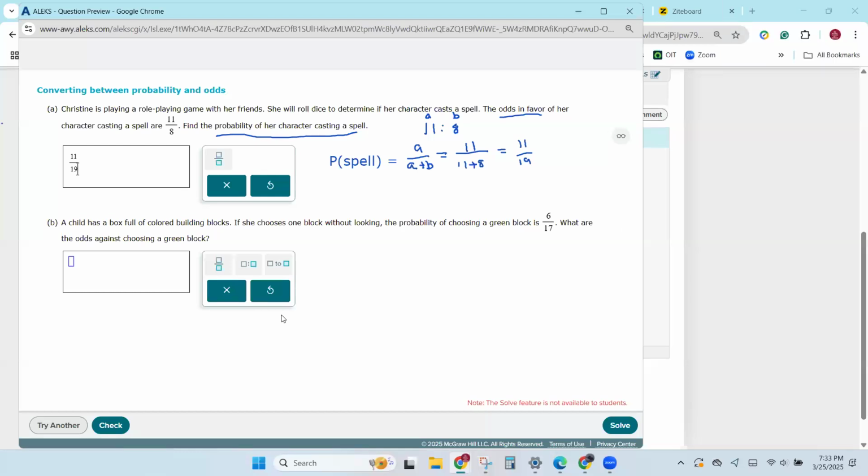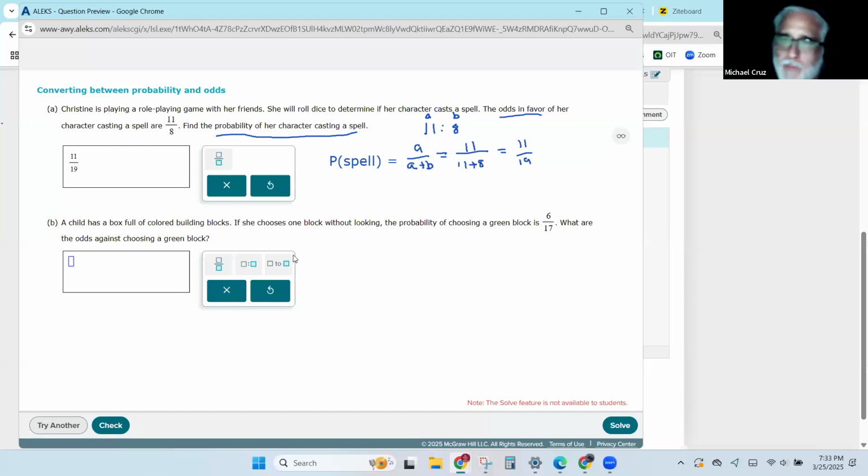No. All right, now this one, it's not just a regurgitation like that other one was where you just turn them around. This is actually giving you something else. It's giving you the probability of choosing a green block. All right, so we want to find the probability. I'm just going to write out the probability.